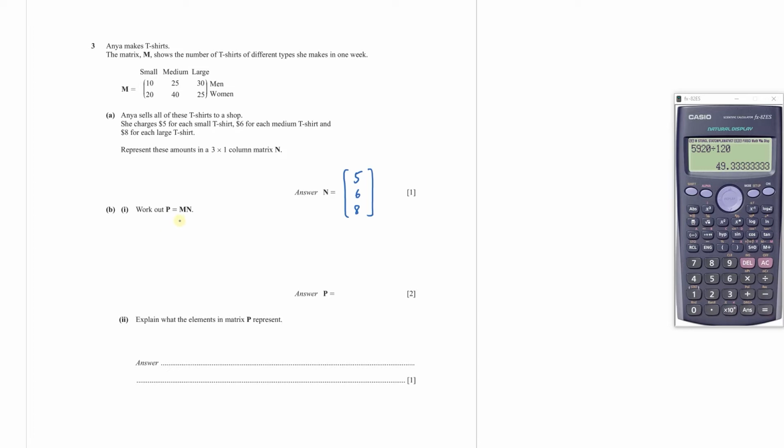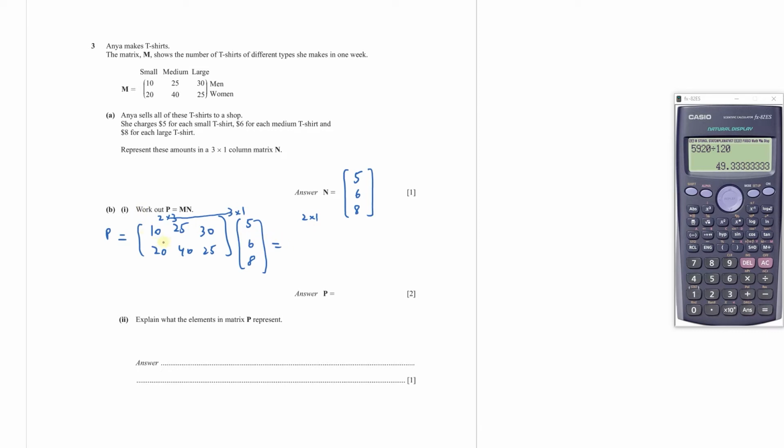Part B1: work out P, which equals M times N. So P is matrix M multiplied by matrix N, which is 5, 6, 8. Here you have a 2 by 3 matrix, 2 rows and 3 columns. Here you have a 3 by 1 matrix, 3 rows and 1 column. The columns of the first matrix equal the rows of the second matrix, so they can be multiplied. If you cancel these out, you are left with 2 by 1. So the product will be a 2 by 1 matrix.